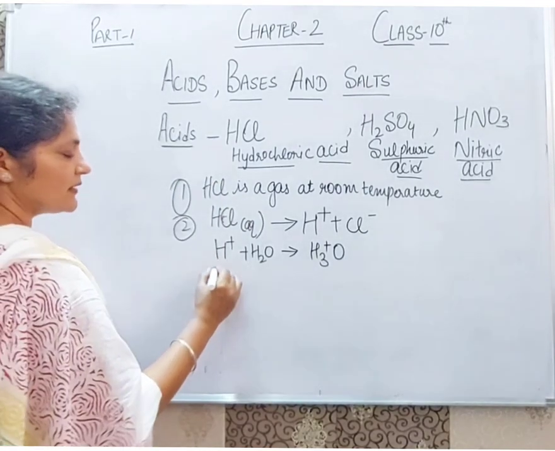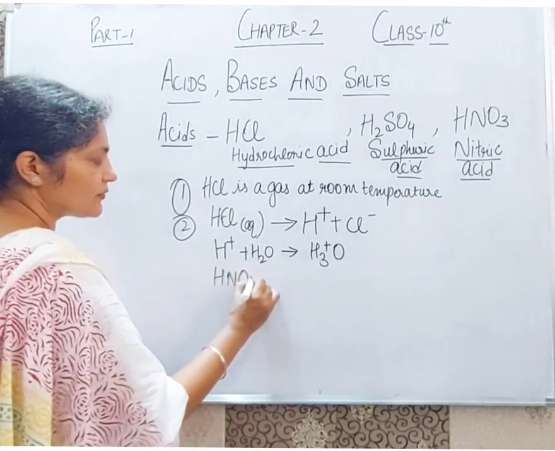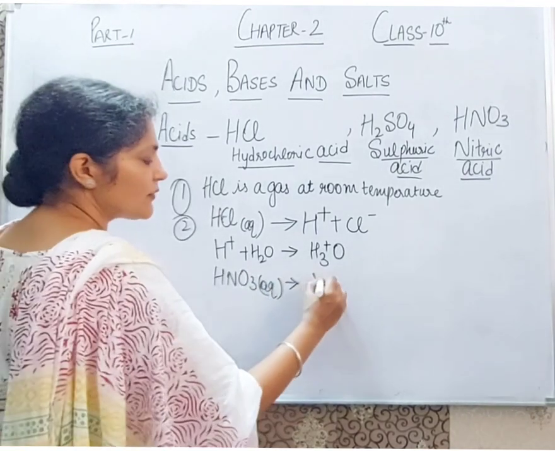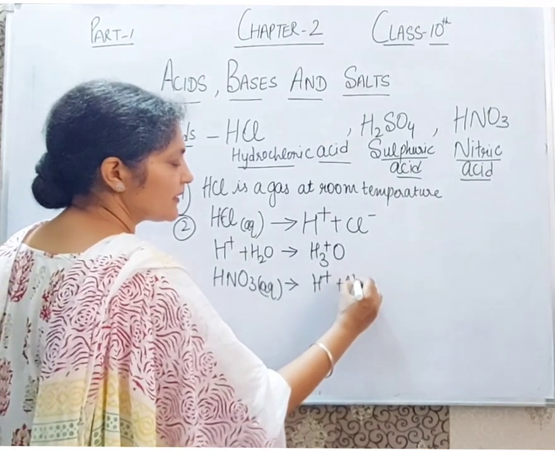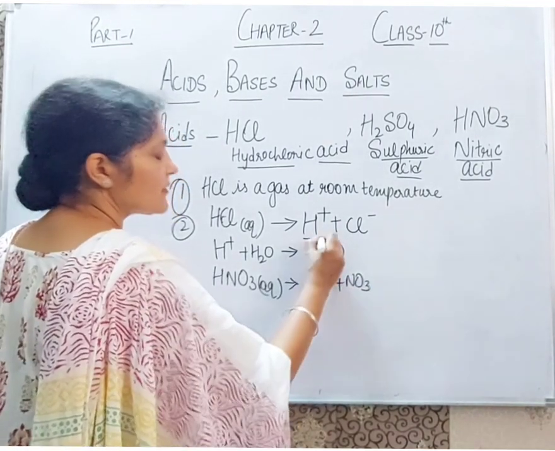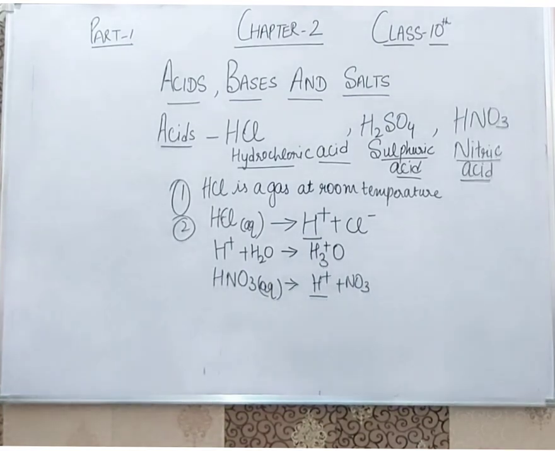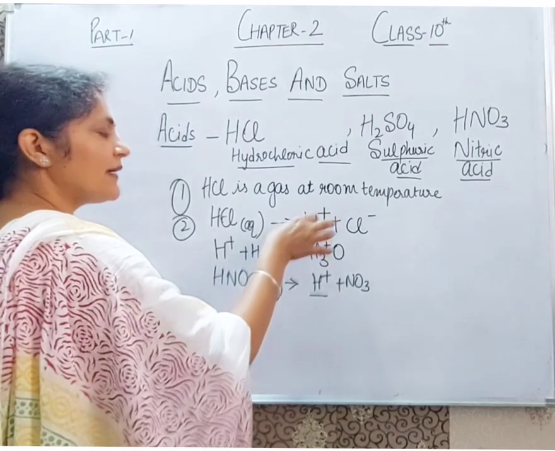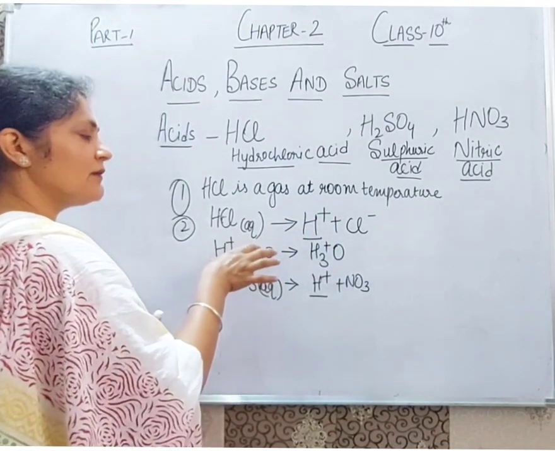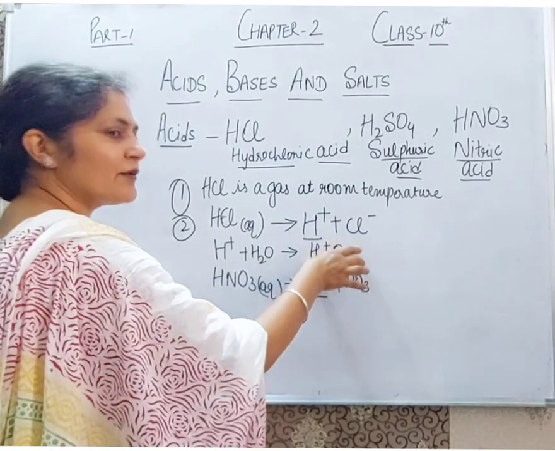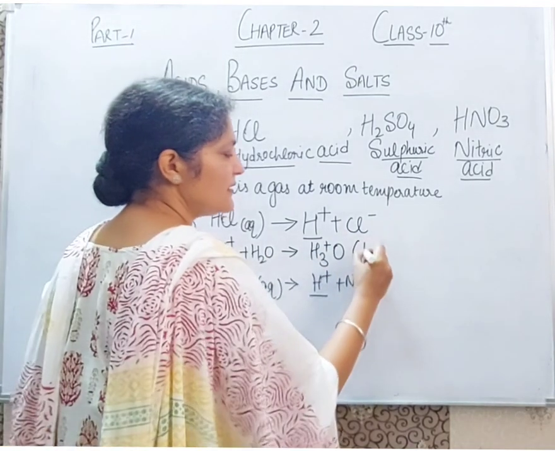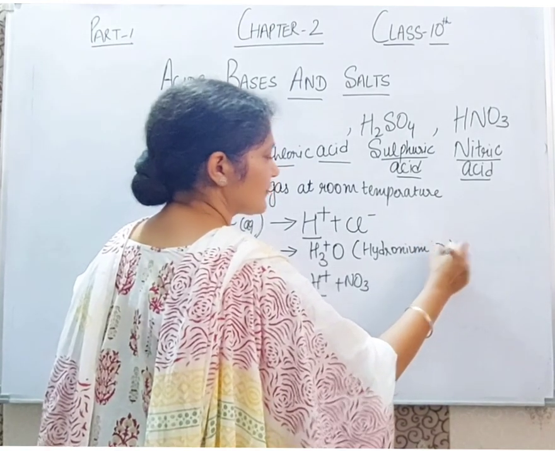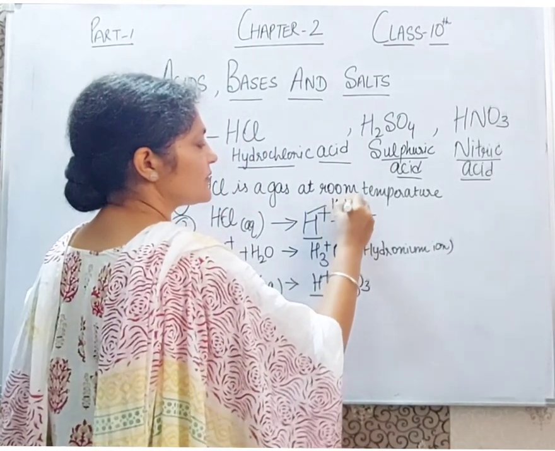We can also take the example of HNO3, its aqueous solution. Aqueous means solution in water. We will again see that it will give hydrogen ions. So this is the property of the acid. When they are dissolved in water, they give hydrogen ion, and this hydrogen ion, when again dissolved in water, will give hydronium ion. This is known as the hydronium ion. This is known as the hydrogen ion.